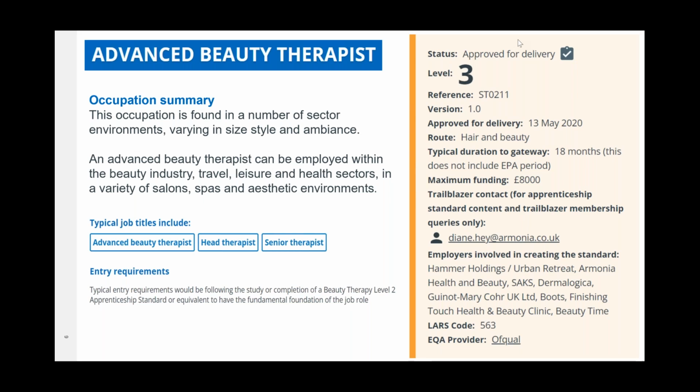On the screen in front of you, you'll be able to see a slide providing an overview for the Advanced Beauty Therapist Standard. As a really quick recap, this is a Level 3 standard. It was launched and approved for delivery by the Institute back in May 2020, right in the heart of the COVID pandemic, hence why we are now bringing you this offer. This is a typical 18-month duration as a standard, and it has a really healthy funding band of £8,000 per apprentice.